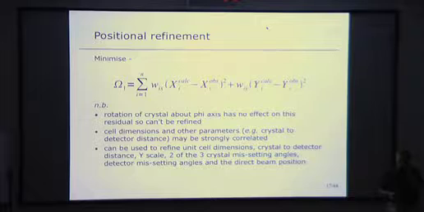The cell dimensions and other parameters, particularly the crystal to detector distance at low resolution, can be very strongly correlated. So you have to be very careful about refining things like the crystal detector distance and the cell dimensions simultaneously. There are some programs that force you to do this, essentially, or to fix one and refine the other, and do them in cycles. It can lead to instabilities in the refinement and bad results.